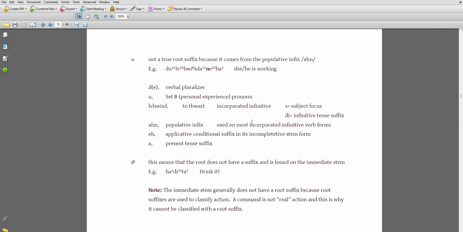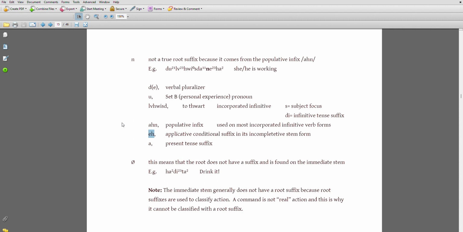So by putting that populative infix on, we're now able to add the applicative, which requires the completive stem. So the applicative conditional suffix is in its incompletive stem form because this is working. So that's incompletive. It's not done yet. It's still happening. The work is still happening. A, that's the applicative suffix. And a is the present tense suffix. De l'instant néant. So someone is thwarting things for another right now.